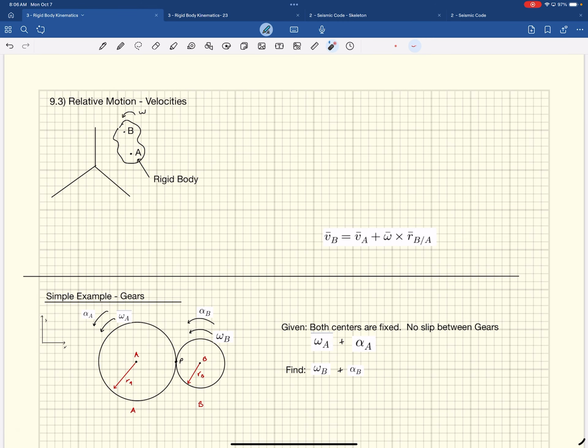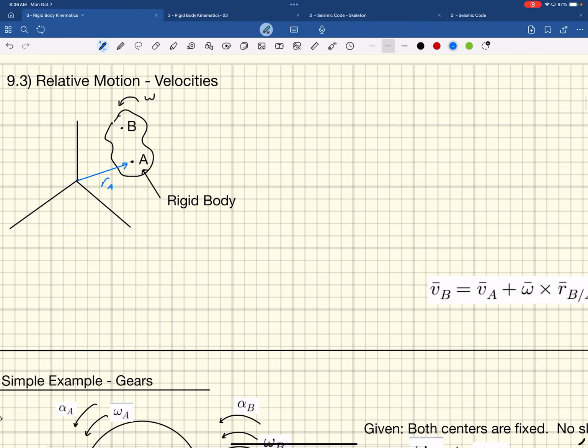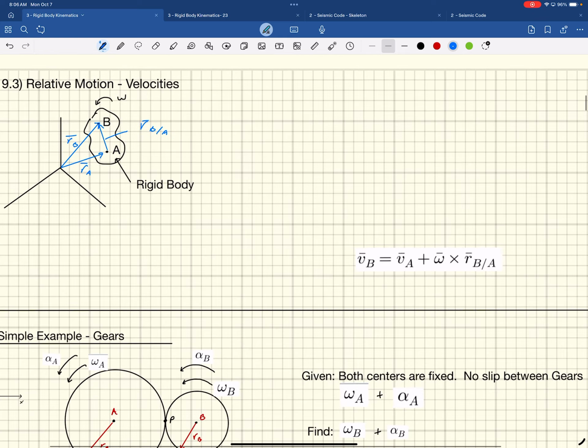Okay, so relative motion, we also did that in particles. Relative motion, we were saying that you can go from one point to another point just with vector addition. Call that RA. Call that RB. And then there'll be a vector in between, and we'll call that RB as seen from A. B seen from A.